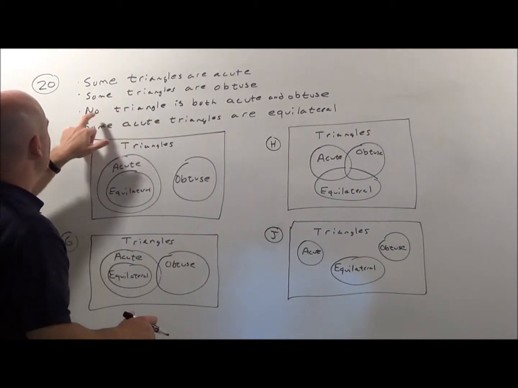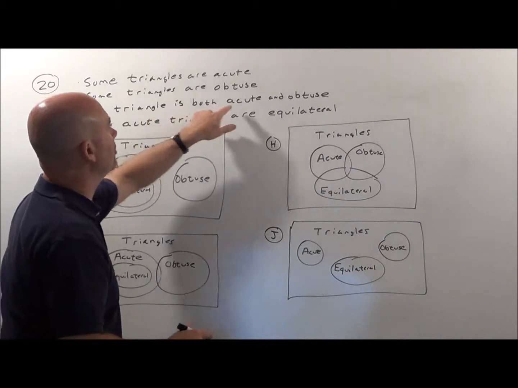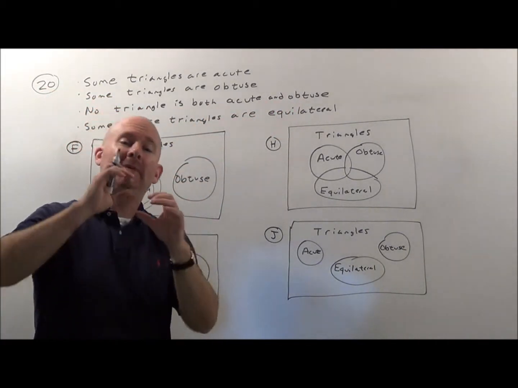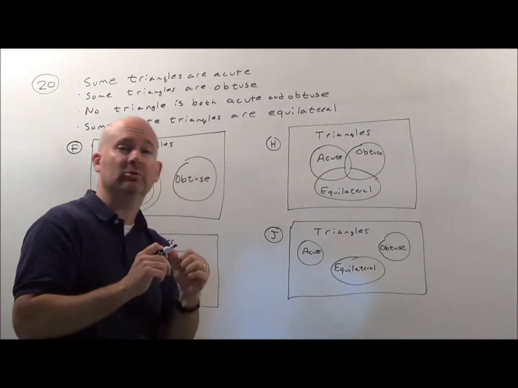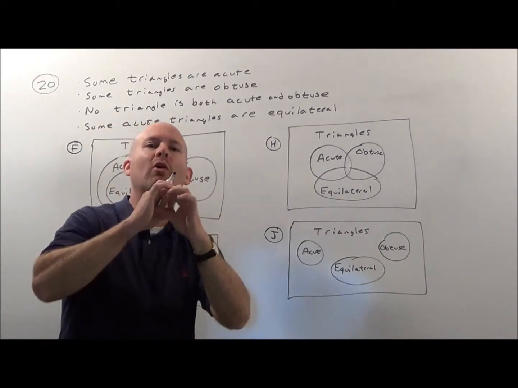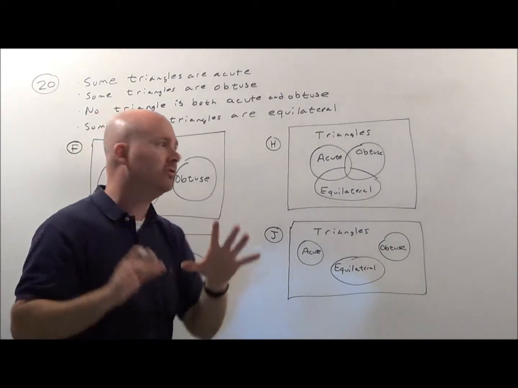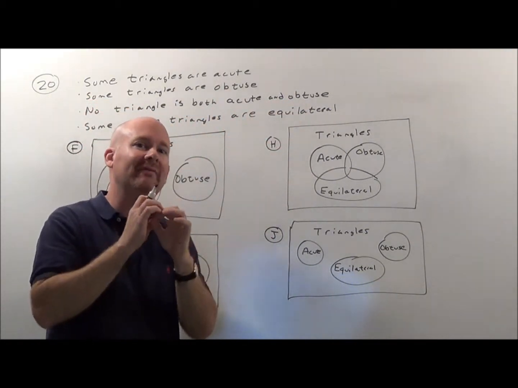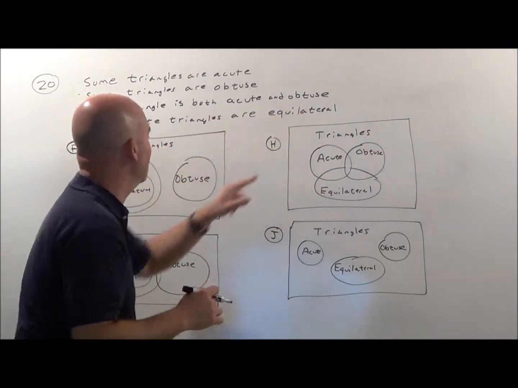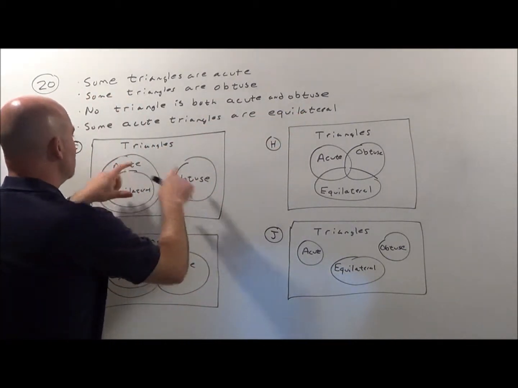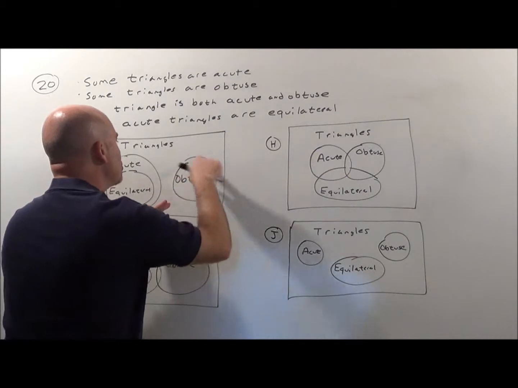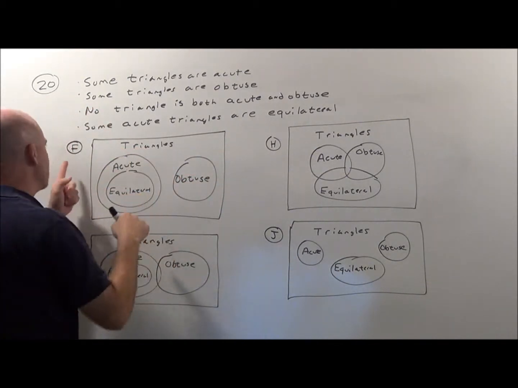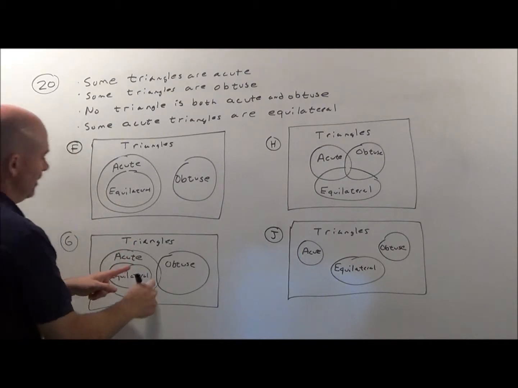Here's the key. No triangle is both acute and obtuse. So we can't have a triangle be part acute and part obtuse. There can't be any overlap between those two categories. There cannot be any triangle that is both acute and obtuse. Acute and obtuse are in 2 separate categories. No triangle that's obtuse overlaps with acute. So that's okay for right now.